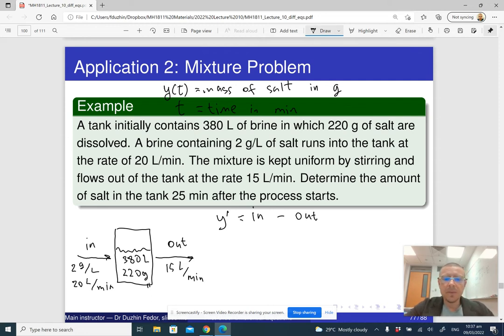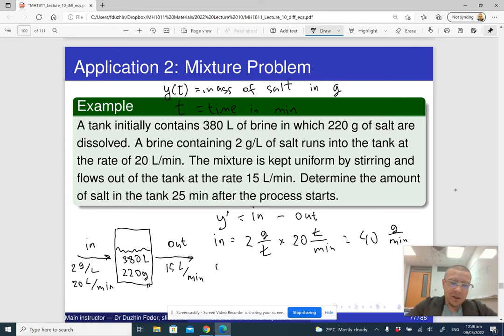Now, what is the inflow of salt? The inflow of salt is made out of the concentration of salt in the inflow, which is 2 grams per liter, times the flow itself, which is 20 liters per minute. And this is just 40, and notice that liters cancel out, grams per minute. Which makes perfect sense, because if mass of salt is measured in grams, then the rate of change is going to be measured in grams per minute. So it makes sense. All right, cool.